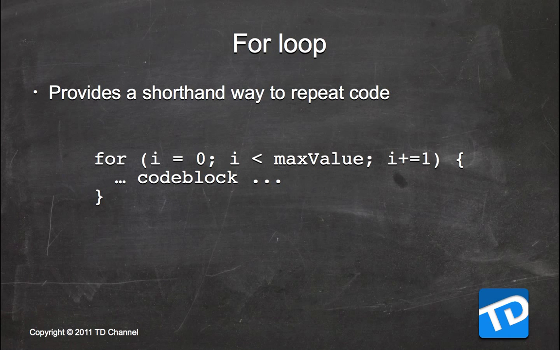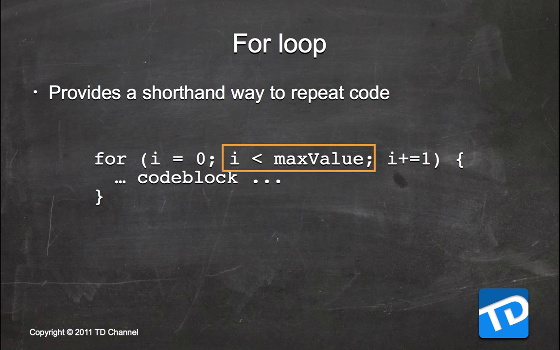The for loop. The for loop provides a shorthand way to repeat code. So it's kind of similar to the while loop, but as you can see here, you have for, and then you have three statements inside the parentheses. The first one is the initialization. So here we're telling it that i is going to start with a value of 0. Then the next, after the semicolon, you're going to have i is less than a maximum value. So that's the test that it's going to test for.